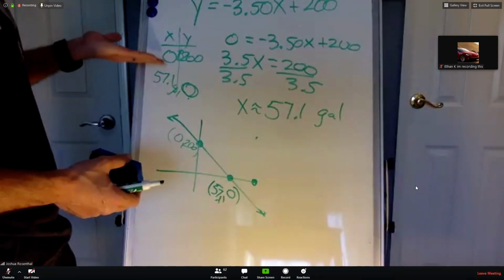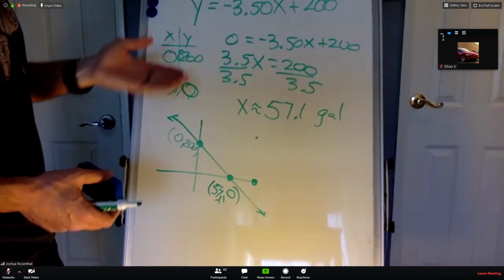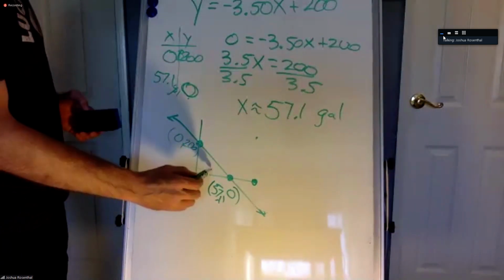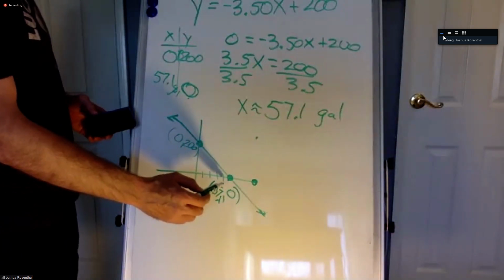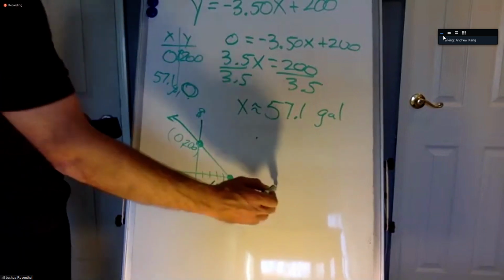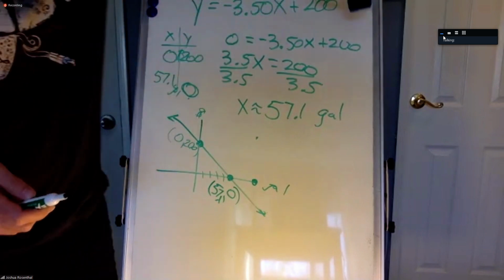Well, I mean, it doesn't matter. It's just that's what it is. At 0 gallons of gas used, you have $200 on the card. As you start to pump gas in, you are dropping your money. This is money. This is gallons of gas. Okay?